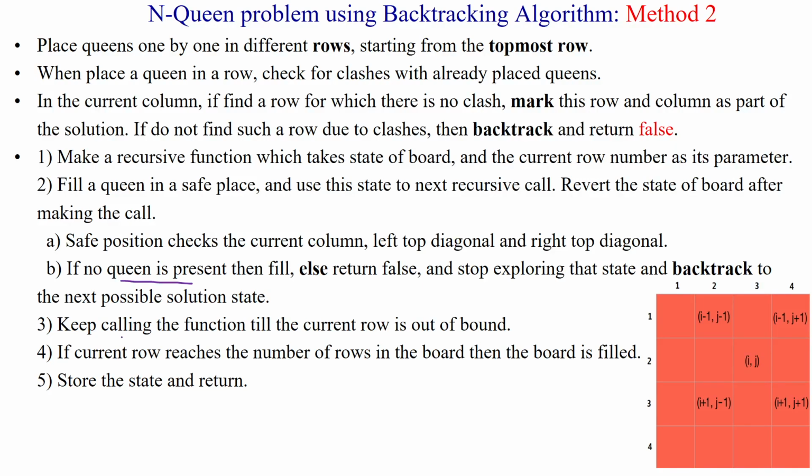So we have to do this by calling the recursive call until we find the position in the current row. And if the current row reaches the number of rows, that means when all the rows are explored, then we have successfully placed all the queens on the board. If not, then we have to apply backtracking and continue the process. Then finally we can store all the states and return the queens' positions as a result.